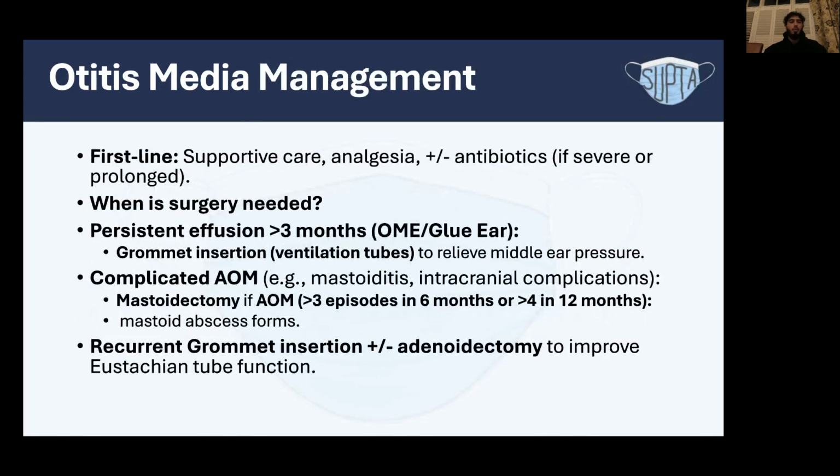So how can we deal with OM? First line in uncomplicated cases, we can do supportive care, analgesia, and antibiotics if it's severe or prolonged. When is surgery needed? If we have persistent effusion, so persistent glue ear for greater than 3 months, we can do what we call a grommet insertion, which is basically putting a tube in the tympanic membrane, which acts like a eustachian tube and allows pressure to go from the ambient pressure into the ear, relieving that pressure.